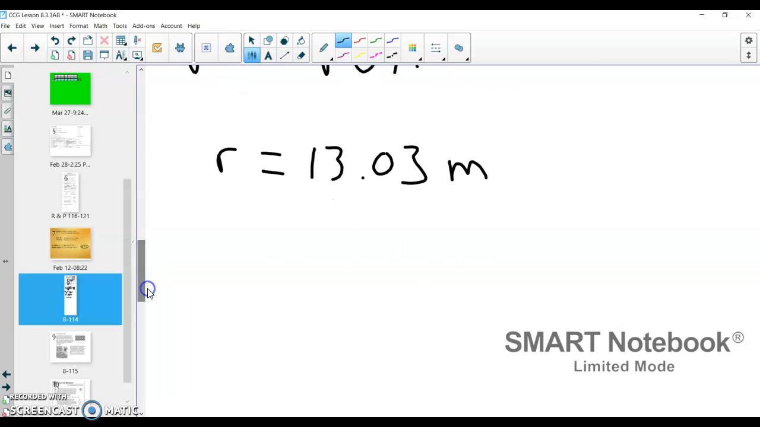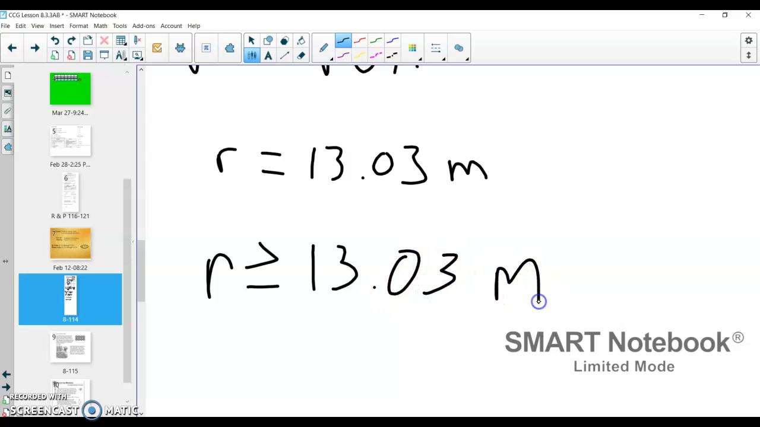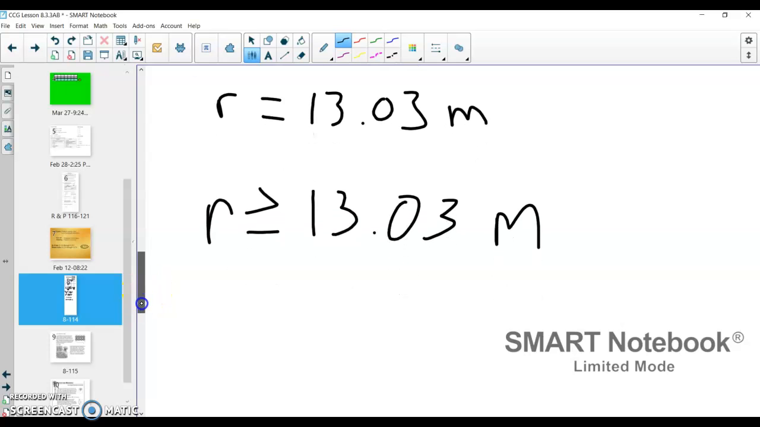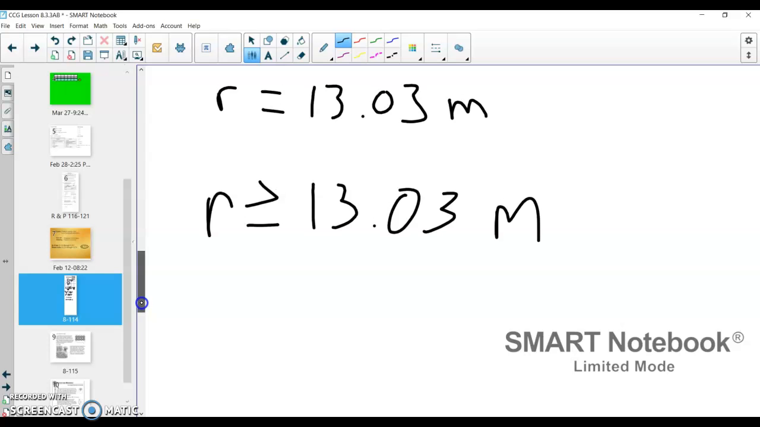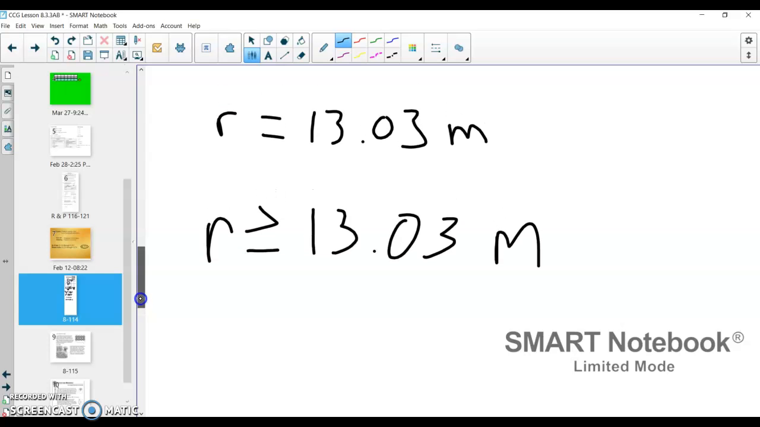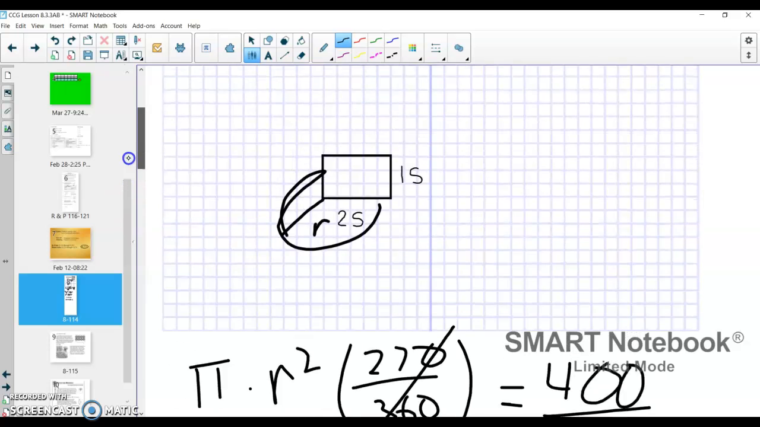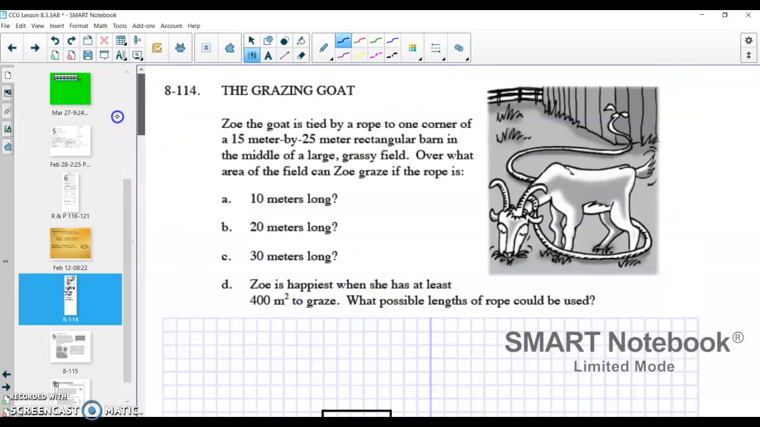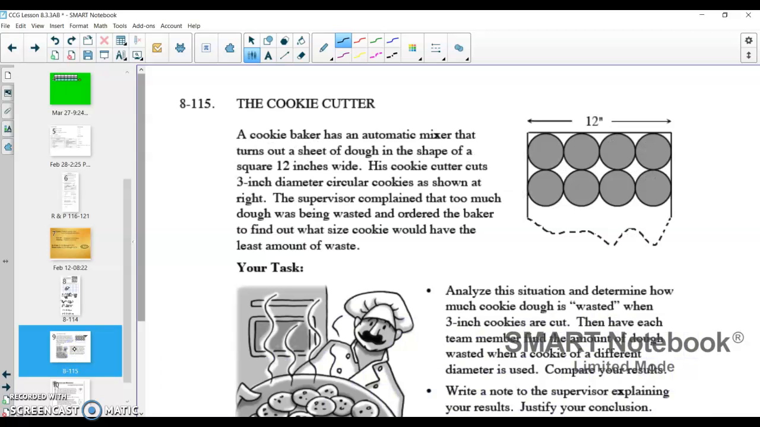And so really our answer is that you want a radius that is greater than or equal to 13.03 meters, because if it's greater than that length, she'll have at least that much room to graze. And so there we have the answer to part D. And with that, we have A, B, C, and D done, and let's move on to 8.1.15.